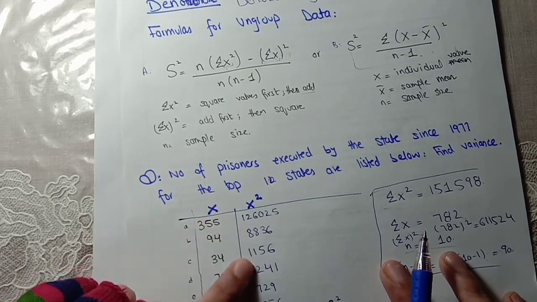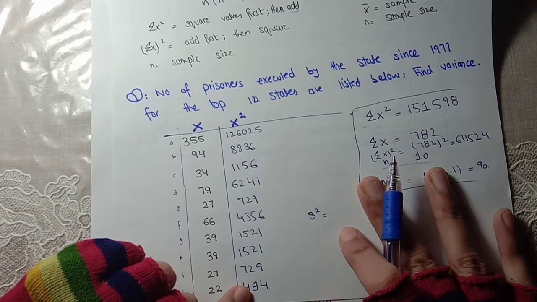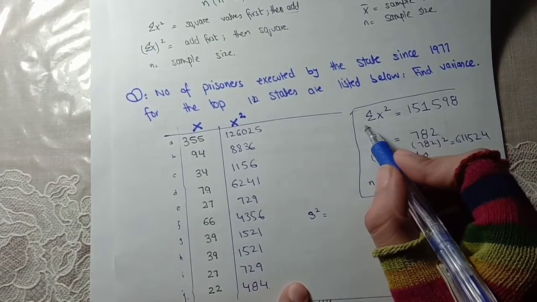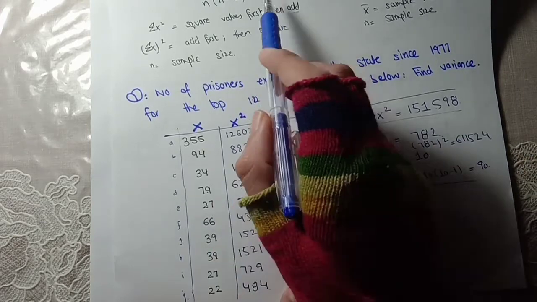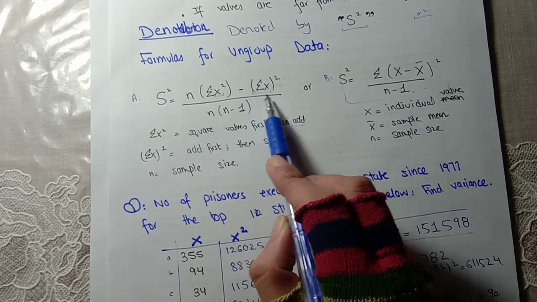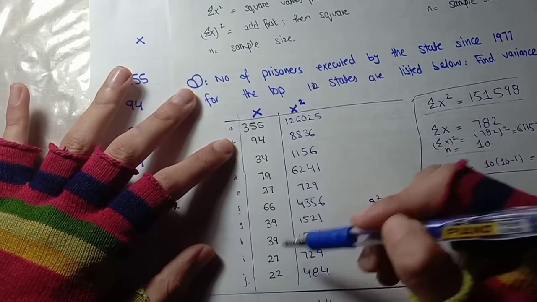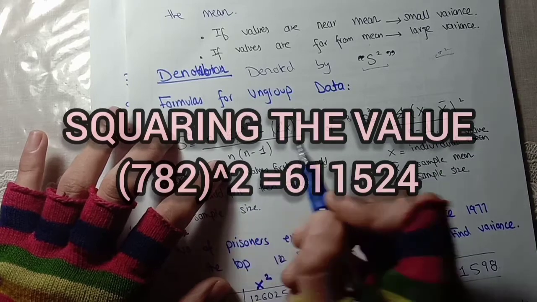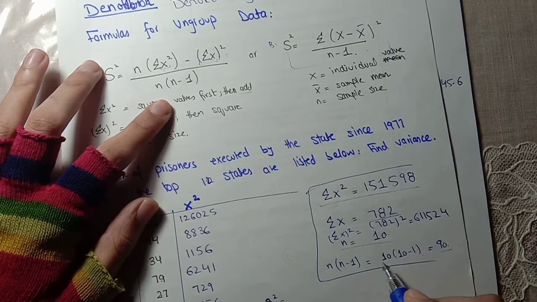After writing all the values, I have taken the sum of them. So this is the summation of x square. The next part is we have to add the values of x. These are the values of x, a total of 10 values, and when we add them, we get 782. N into n minus 1: n was 10, 10 minus 1 is 9, and 9 into 10 is 90.